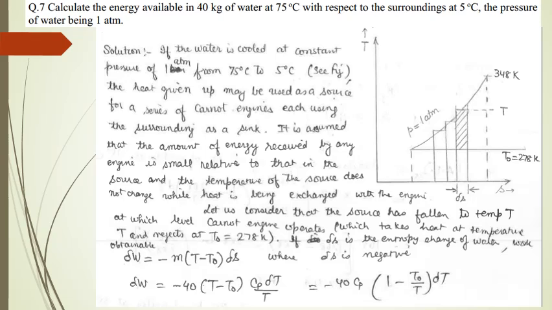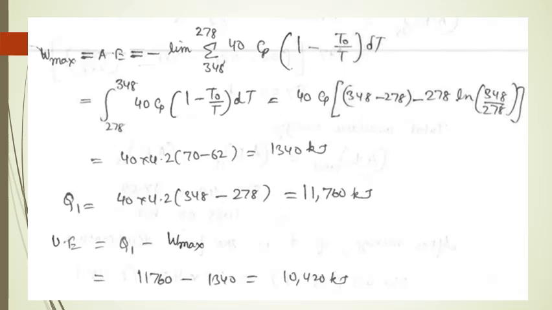Now del W is equal to minus 40 into T minus T naught, and del S can be written as Cp del T upon T. So this expression becomes minus 40 Cp into 1 minus T naught upon T into del T. So now the maximum work obtainable, or you can say the available energy, will be equal to minus limit summation of the expression 40 into Cp into 1 minus T naught upon T del T from the temperature 348 Kelvin to 278 Kelvin.